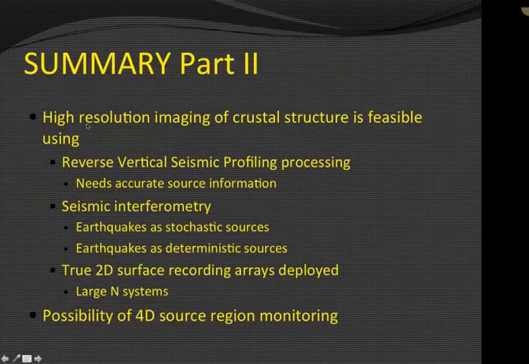So in summary, if you have dense recording of natural sources like aftershocks, you can do reflection imaging of structure by at least two different techniques, applying vertical seismic profiling techniques to the direct imaging, but that does require accurate source information. Or you can do seismic interferometry, which needs a good distribution of sources, but you don't really need to know with great accuracy where they are. And you can do this if there are enough sources in a stochastic approach, treating it as though it's an ambient noise problem, or you can do it more as a deterministic interferometry approach, as is often used in the industry.